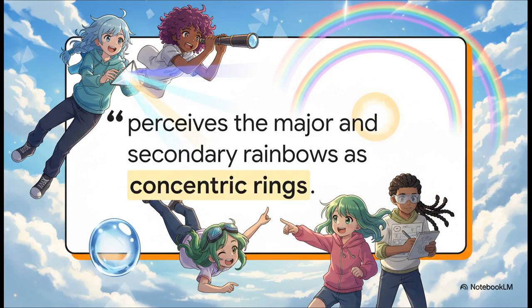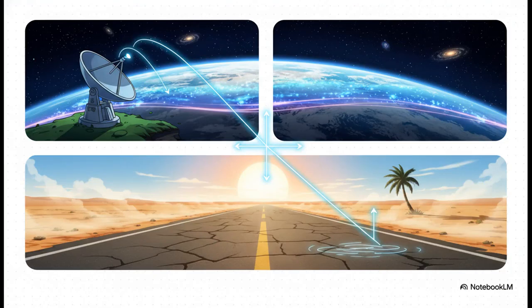You don't see an arc. From up there, a rainbow is a complete circle. A full, perfect ring of light. And if you're lucky enough to see a double rainbow, you'd see two complete circles, one inside the other. It just goes to show you, your perspective changes absolutely everything. And this is where it gets really cool.